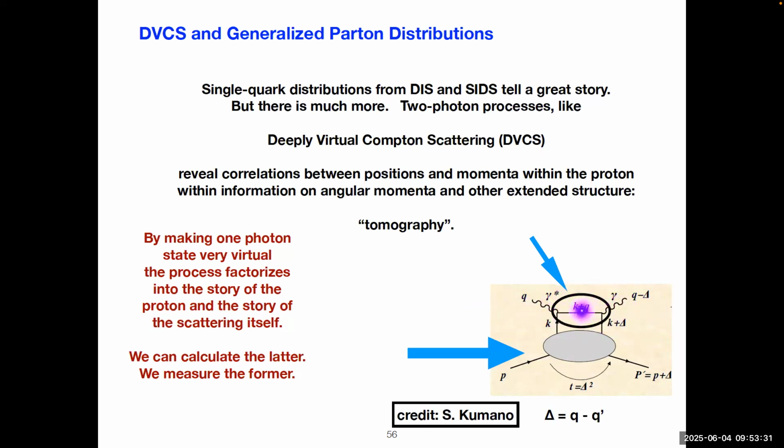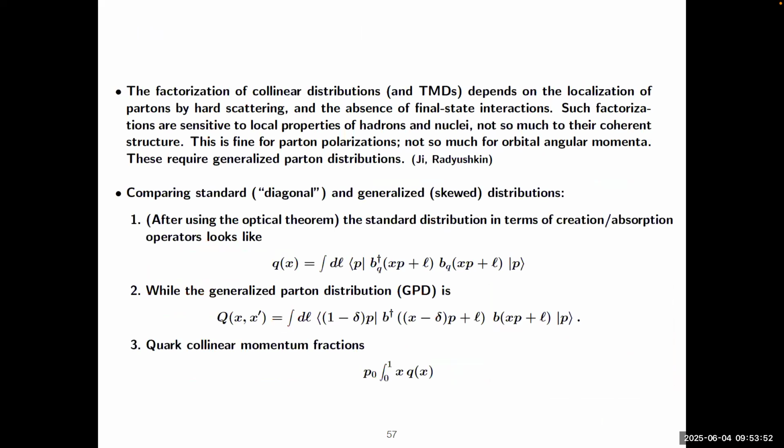the point here about why we can do this is it's precisely because it was inclusive deep inelastic scattering. Now we're going to come back and ask that same question in DVCS in a slide or two. So this is kind of the end of these lectures, as we explore the final state, now the initial state again. The factorization analysis of collinear distributions and TMDs depends on the localization of partons by hard scattering and the absence of final state interactions. That is the cancellation of all of the variations associated with different final states.